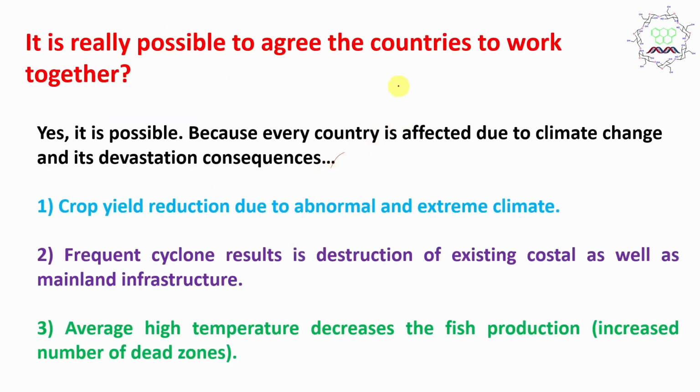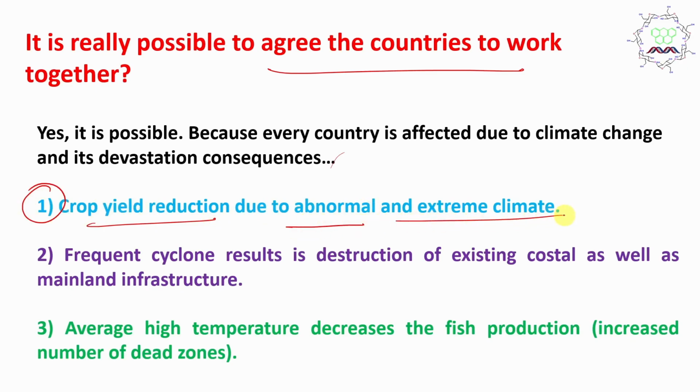Next question, is it really possible to get the countries to agree to work together, because every country has their own interest and it doesn't always match with others. But it is actually possible. Why? Because every country is affected by climate change. Someone maybe because of excessive rainfall, lack of rainfall, permafrost melting, glacier melting, etc. Mainly if I say, the crop yield is getting reduced because of this abnormal as well as extreme climate.